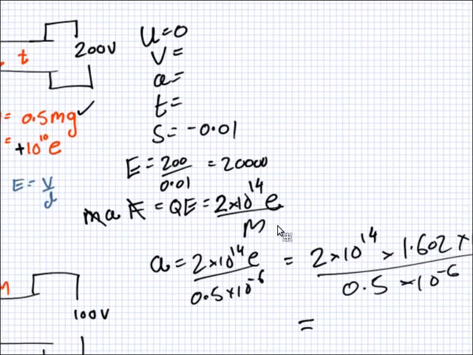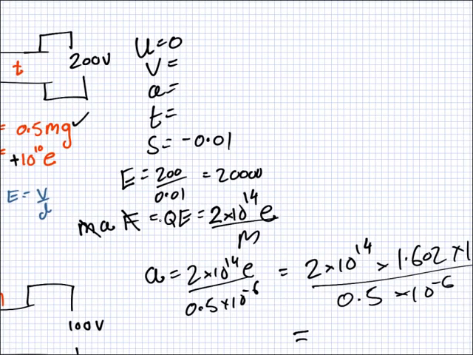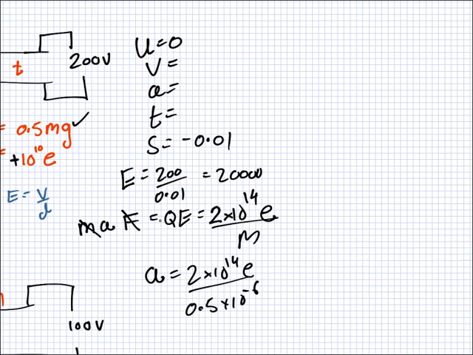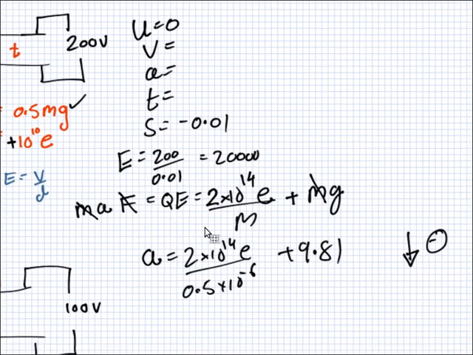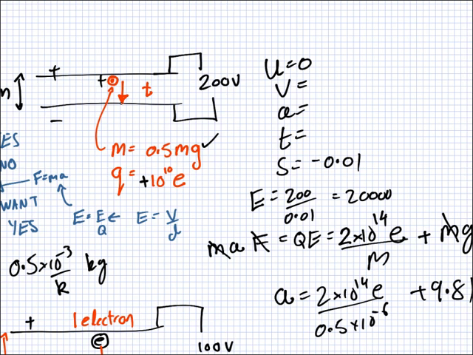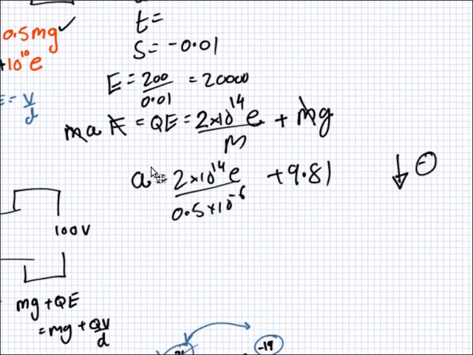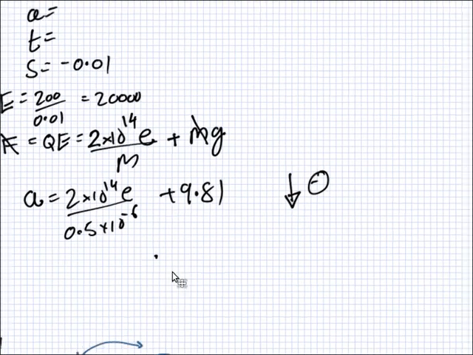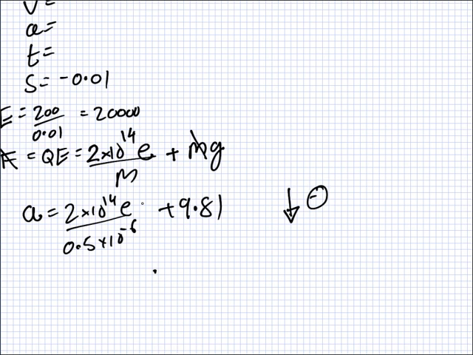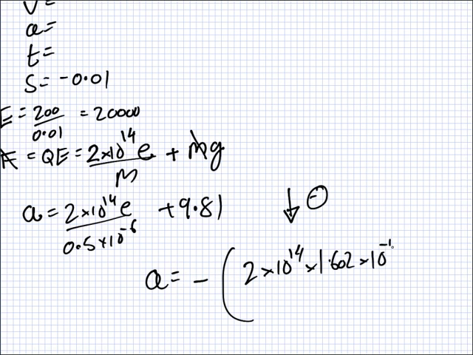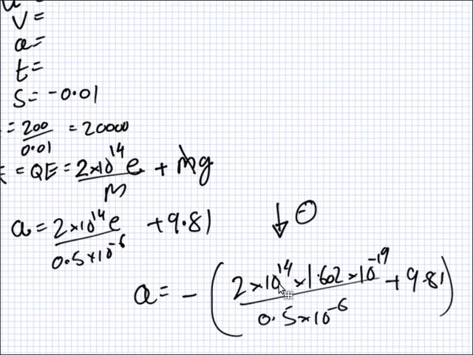Oh wait, no, stop. Not right. Not finished. Because there are two forces: that plus mg. So when I divide by m, I still need plus 9.81. Now that's going down, so it should be a minus, because if this is positive and that's positive, it's being pushed down, and gravity is pulling it down. So the A is actually going to be minus bracket 2 times 10 to the 4 times 1.602 times 10 to the minus 19 over 0.5 times 10 to the minus 6 plus 9.81. Okay, now let's see what the A is.